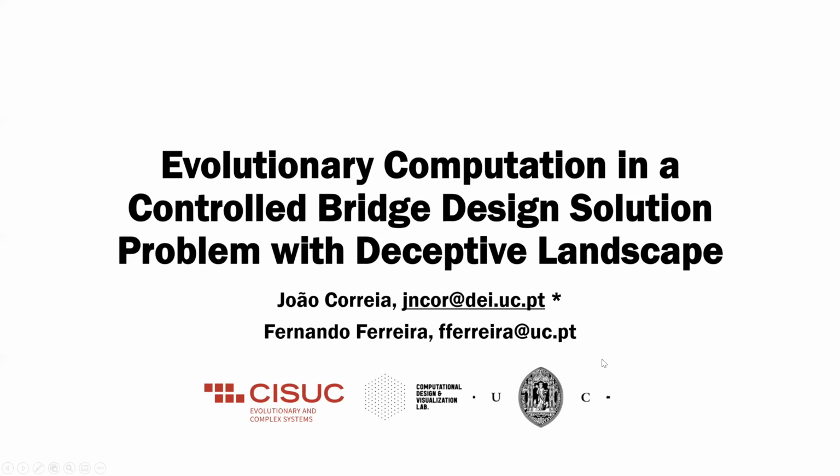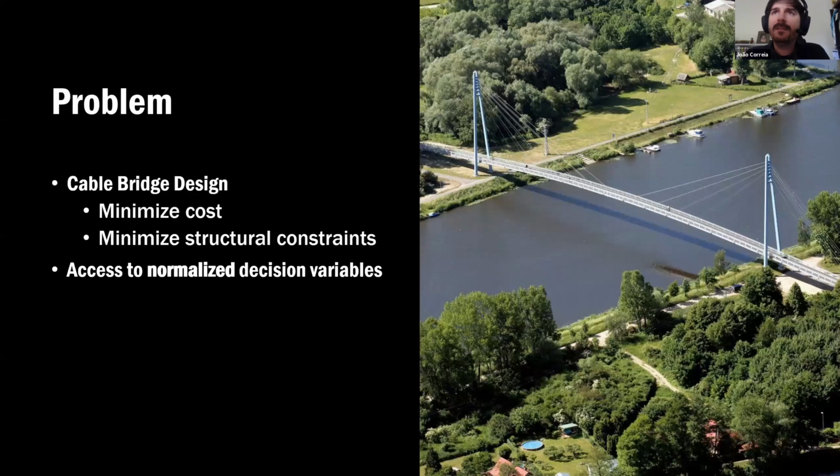So I will start. My name is João Correia, and I'm here to present this talk about evolutionary computation in a control bridge design solution with deceptive landscape. Okay, so what is the problem that we are trying to solve, or the challenge?